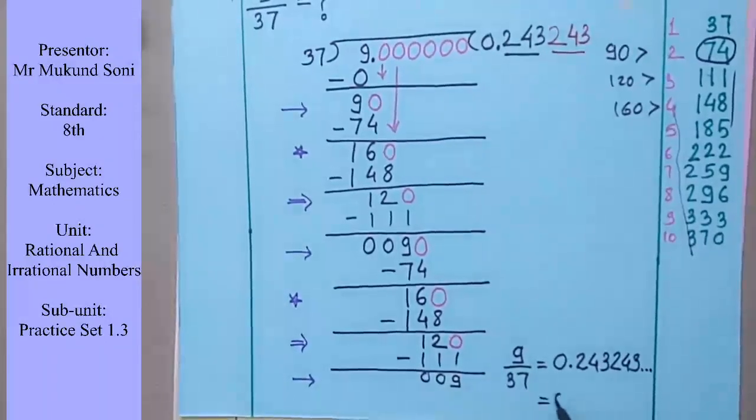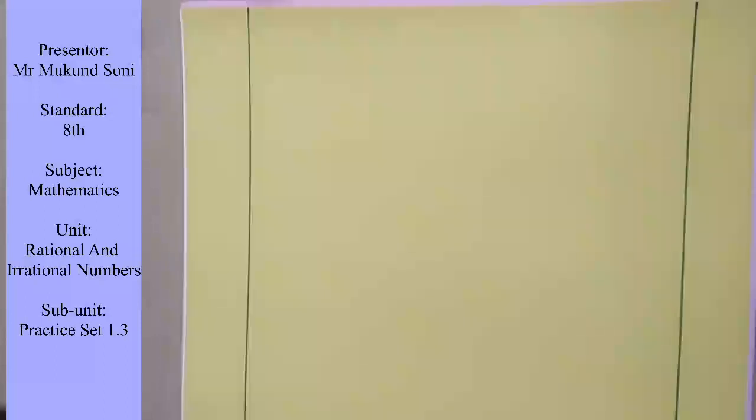Now let's give it a proper form, that is 0.243, and draw a horizontal line over the repeating set of digits, that is 243. Do not forget to box your final answer. I hope, students, you have understood the answer of question 1.